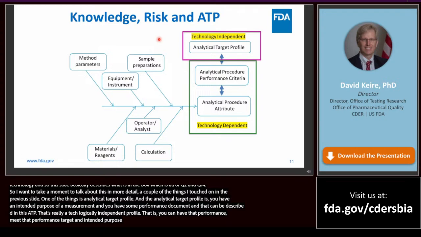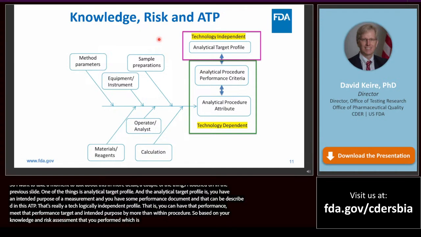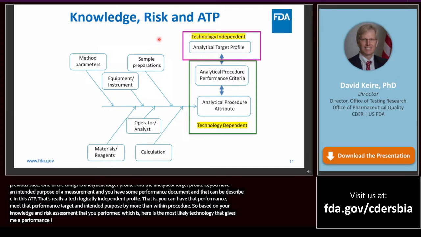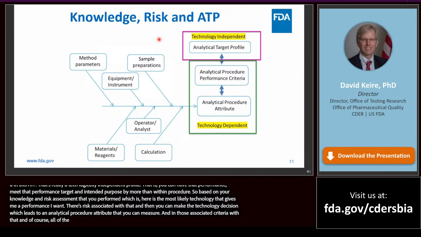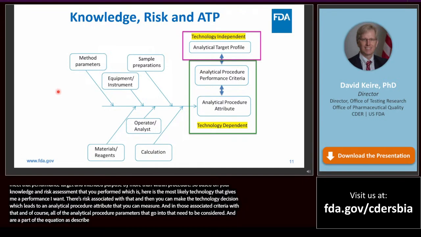And so based on your knowledge and a risk assessment that you perform that says, here's the most likely technology that's going to give me the performance I want, there's some risk associated with that. And then you make a technology decision, which leads to an analytical procedure attribute that you can measure. And there's associated criteria with that. And of course, all the analytical procedure parameters that go into that need to be considered and are a part of the equation of analytical procedure development as described in Q14.